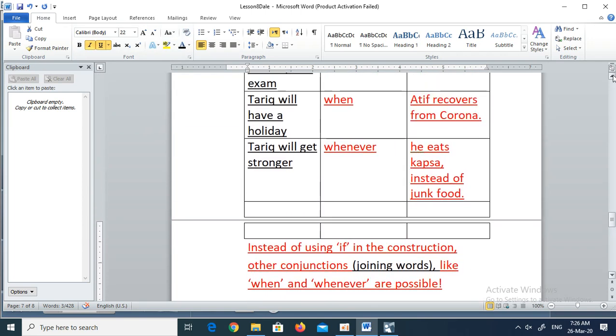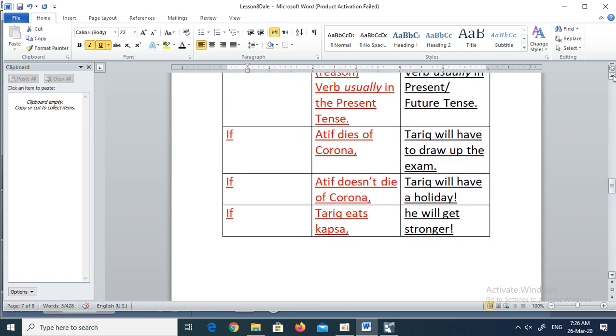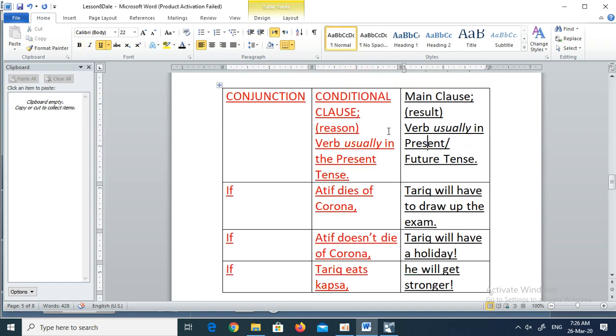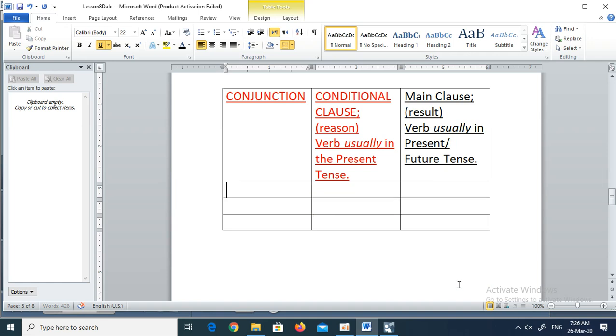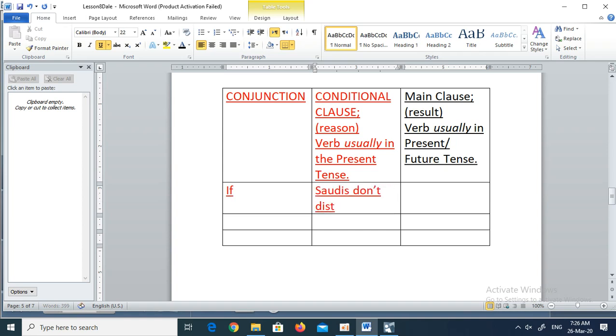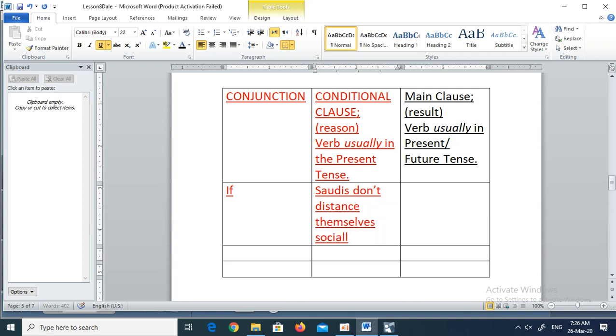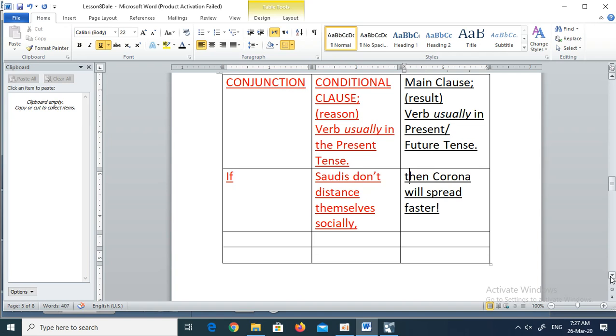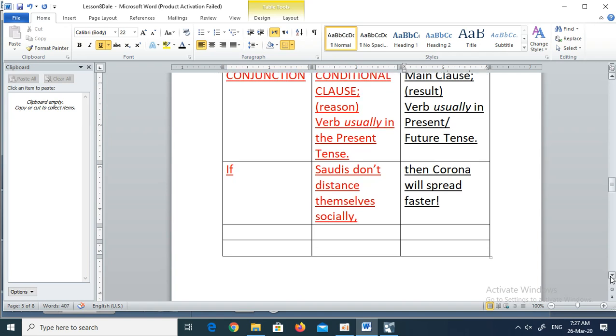Now, if we had to put this into our boxes, this is one of those where the conditional clause comes first. So if we had to break it down, we would say if, and then we give the conditional clause, so Saudis don't distance themselves socially, then Corona will spread faster. Okay, that is the first purpose for which you can use a real conditional. It expresses a result that will definitely happen if the condition is met.